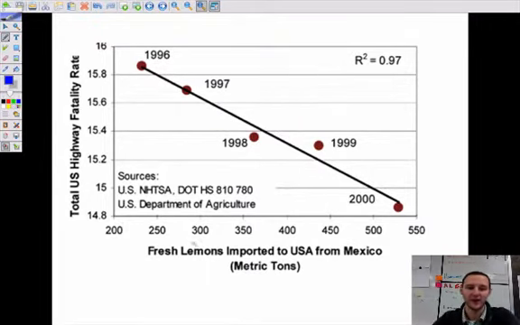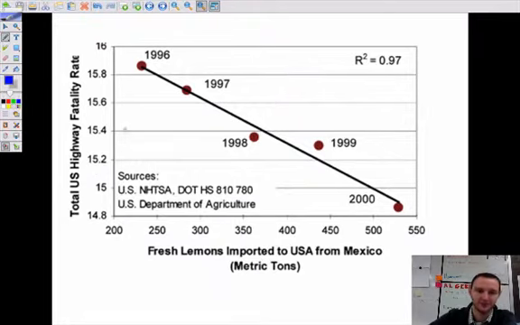Our next example, we have fresh lemons imported to the U.S. from Mexico and the total U.S. highway fatality rate. So first of all, you can see as the number of fresh lemons imported goes up, the total U.S. highway fatality rate goes down. But if you think about these two variables, the number of lemons that we bring into the United States from Mexico really has nothing to do with the highway fatality rate in the United States.